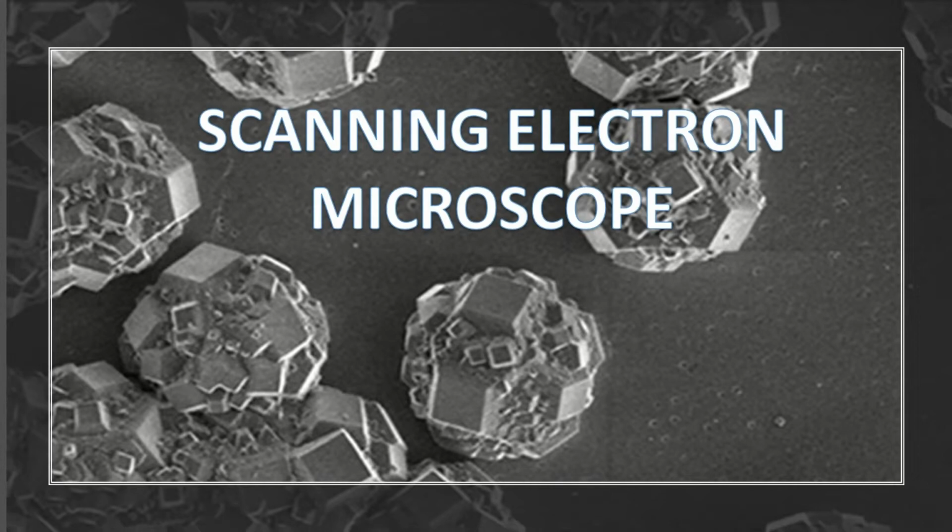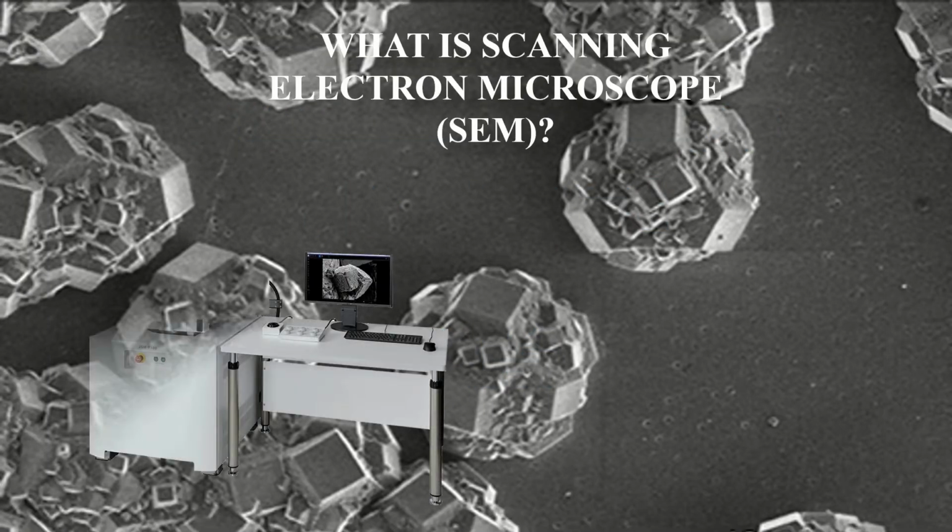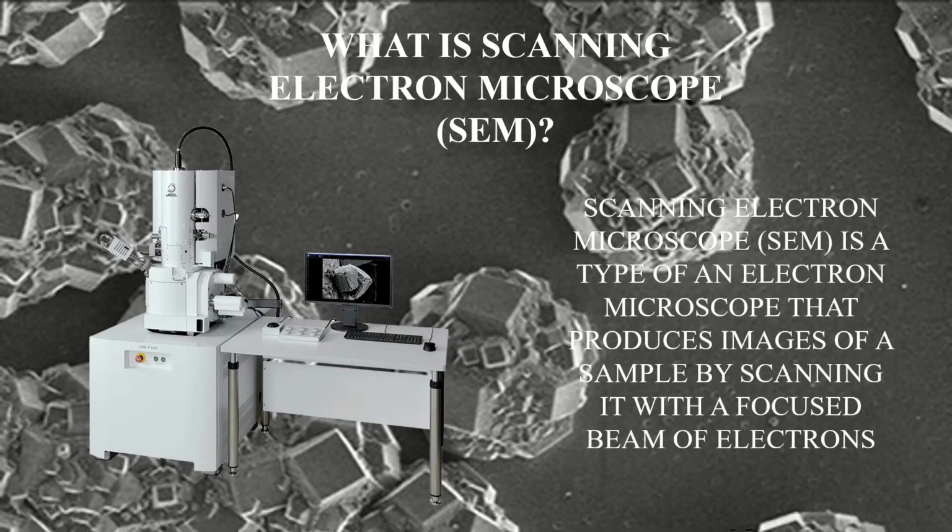Scanning electron microscope, also known as SEM. What is a scanning electron microscope? A scanning electron microscope (SEM) is a type of electron microscope that produces an image of a sample by scanning it with a focused beam of electrons.